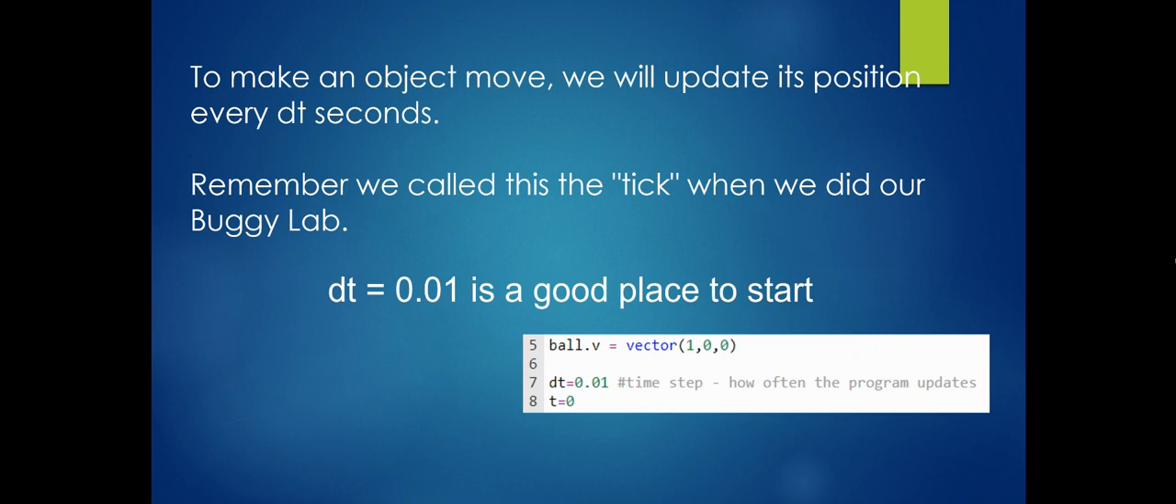And we're going to start at t equals 0, right? So time equals 0. So that's where we're going to start. So we're going to start counting at 0. And we're going to update it every 0.01 ticks. So starting at time 0, that's at t equals 0. Forgot to put that.